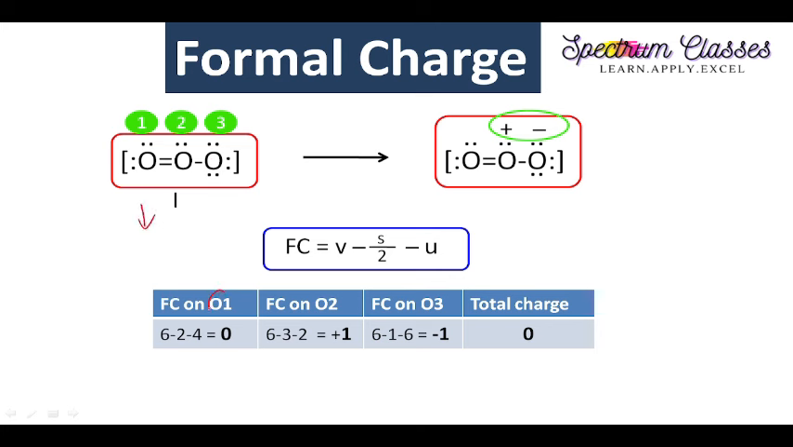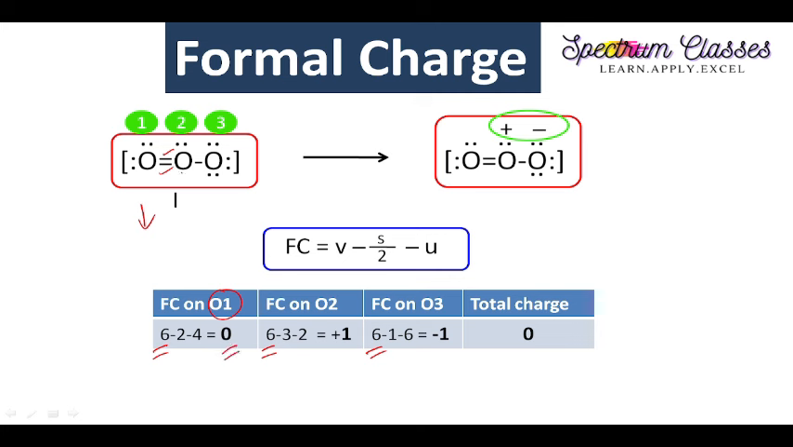So for oxygen number 1, here I have written. This oxygen has 6 valence electrons. You can see for 1, 2, 3 I have written 6 valence electrons. Second, this oxygen forms 2 bonds, 1 and 2. Now how many unshared electrons are there? 4 electrons are left. So this oxygen has 0 formal charge.